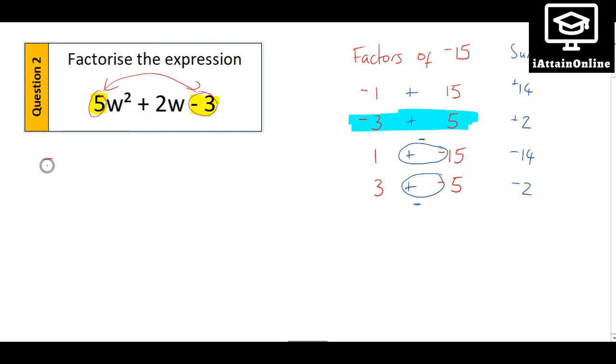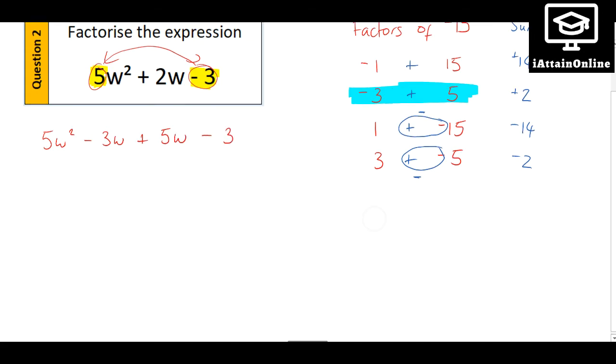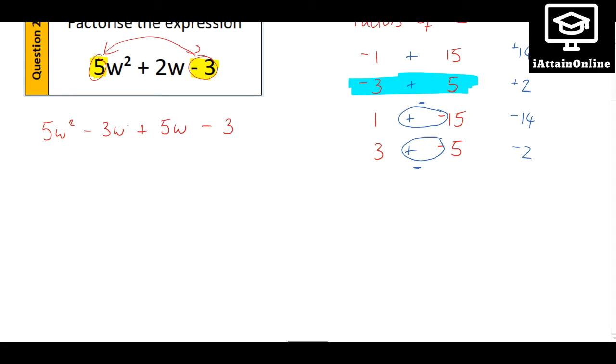So I'm going to rewrite my question again. 5w squared, take away 3w, add 5w, and take away 3. So put my line in. Looking at 5w squared and 3w, the highest common factor there is w. W times 5w would give me 5w squared. W times negative 3 would give me negative 3w.